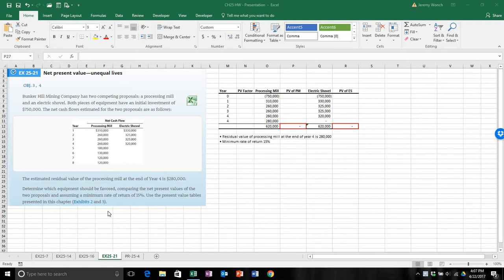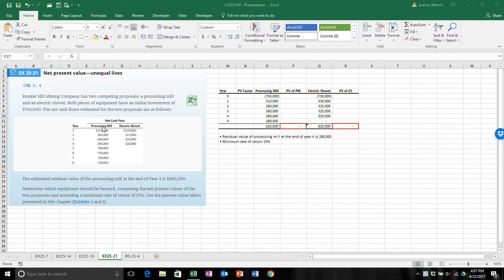Alright, our next problem is 25-21. And so this is another net present value problem, except this one has an unequal lifespan. So we have Bunker Hill Mining Company has two competing proposals. We have a processing mill and an electric shovel. Both of these pieces of equipment have an initial investment of $750,000.